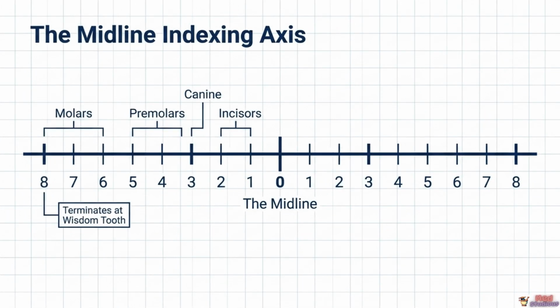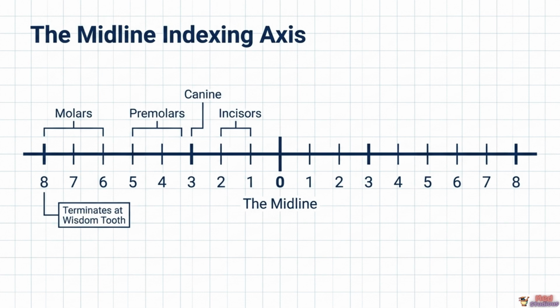Now that we have quadrants, we need a way to number individual teeth within each one, and that's where the midline indexing axis comes in. Starting at the midline, position 0, the numbering moves outwards symmetrically in both directions. Positions 1 and 2 are the incisors, sitting closest to the midline. Position 3 is the canine. Positions 4 and 5 are the premolars, and positions 6, 7, and 8 are the molars, with position 8, the wisdom tooth, marking the very end of the arch.